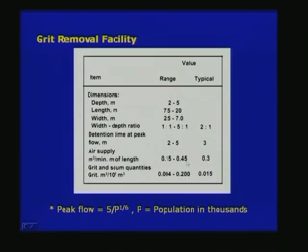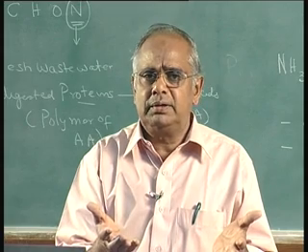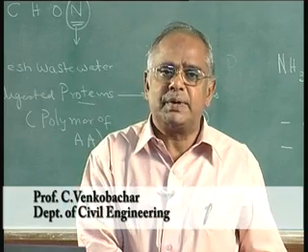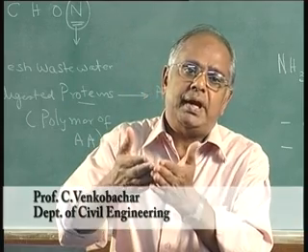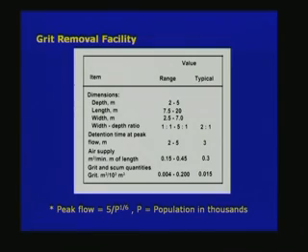And next, grit and scum quantities that come out of the grit chamber. How much is there, like screenings? The grit is deposited at the bottom, and that is removed by an endless scraper to the top, and the grit removal is in cubic meters per 1000 cubic meters, equal to 0.004 to 0.2. The typical value is 0.015, the amount of grit that is collected.